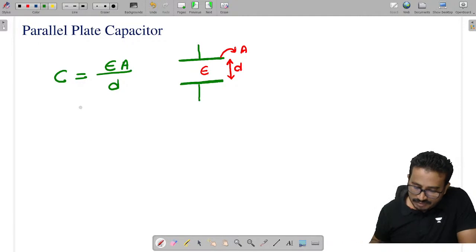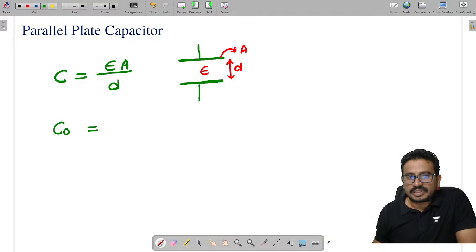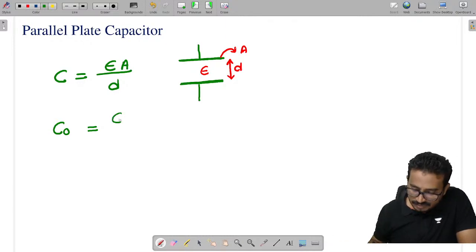Now if you see carefully, let us consider the medium between the two plates is free space. That capacitance I am calling C naught. Can you tell me the C naught value when the medium is free space, meaning air? That is given as epsilon naught A by D.